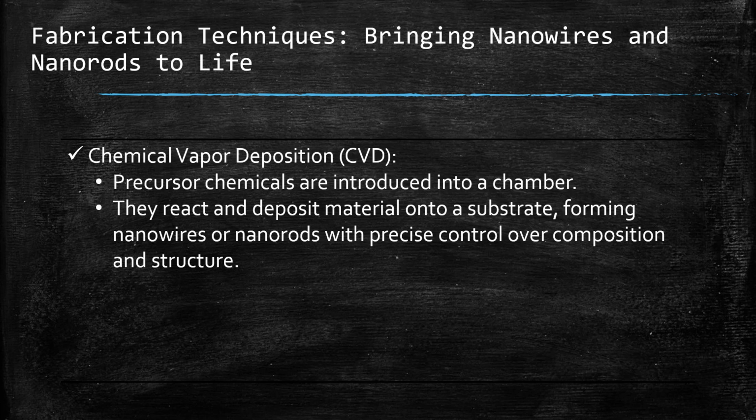So, how do we create these wonders of nanotechnology? The first technique is chemical vapor deposition, namely CVD, a popular technique. Imagine a chamber where we introduce special chemicals. These chemicals decompose due to heat or other factors, and the resulting material gets deposited onto a surface in a controlled manner, allowing us to create nanowires and nanorods with desired properties and precise structures.